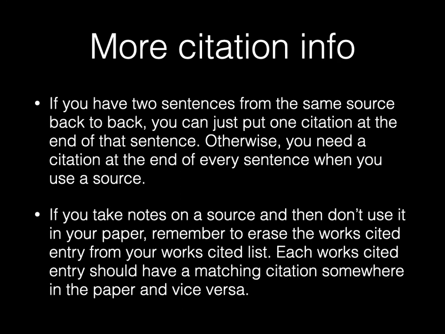If you have two sentences from the same source back to back and you don't have any quotes in there, then you can just put one citation at the end of that sentence. Otherwise, you need a citation at the end of every single sentence that you use a source. And sometimes you may take notes on a source and then end up not using it in your paper. If you add it to your works cited and then end up not using it, remember to erase it so that you don't have something on the works cited that's not cited in the paper. Each works cited entry should have a matching citation somewhere in the paper and vice versa.